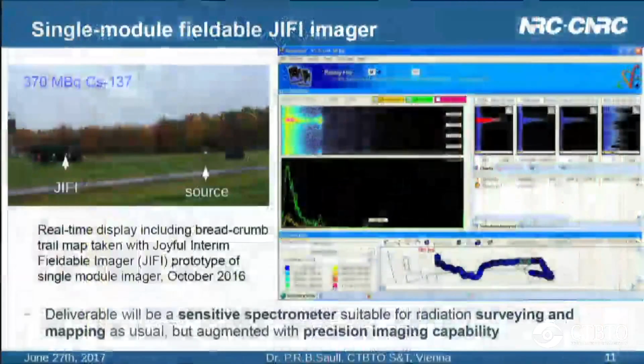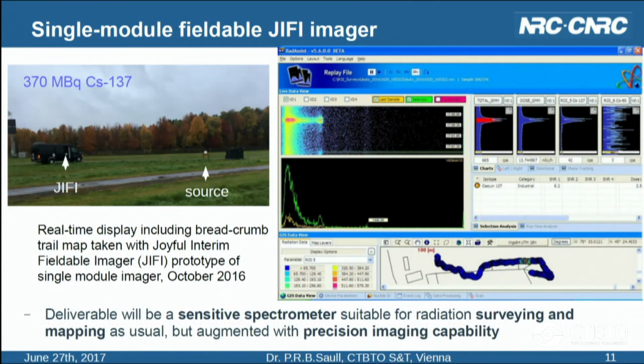So we use 2 proxies here in lieu of the single module and the 3 by 3 array imagers. This is the single module fieldable imager I said we fielded last year. We call it the Jiffy, the Joyful Interim Fieldable Imager. Here it is in the field imaging a 370 megabecquerel cesium-137 source. It's in the van here. There's the source. This is RSI's RAD Assist software. Here's the breadcrumb map showing the intensity, higher intensity here, spectrum, cesium-137, etc.